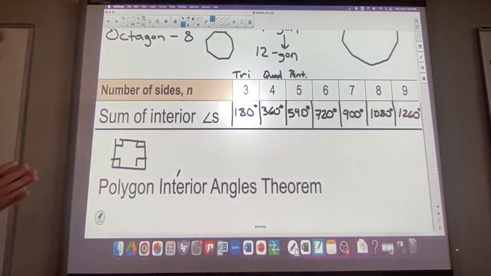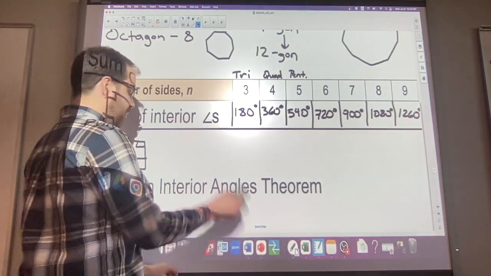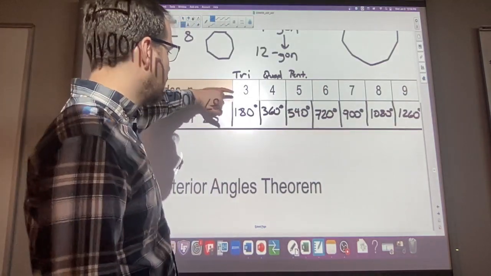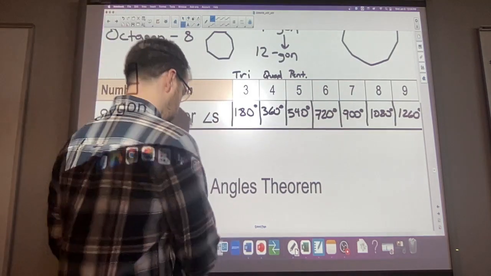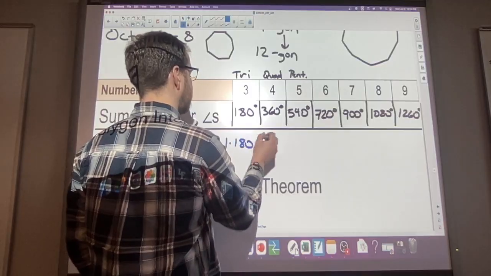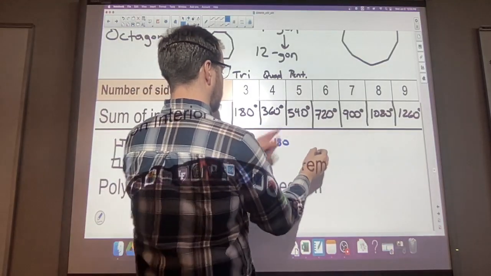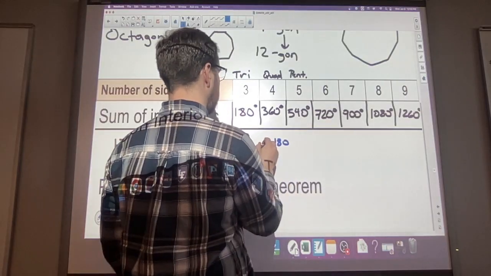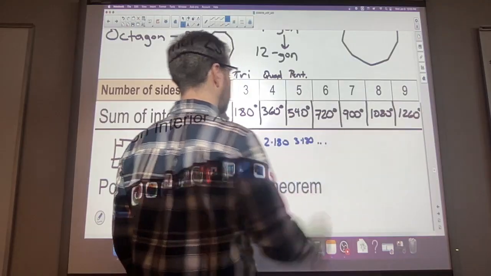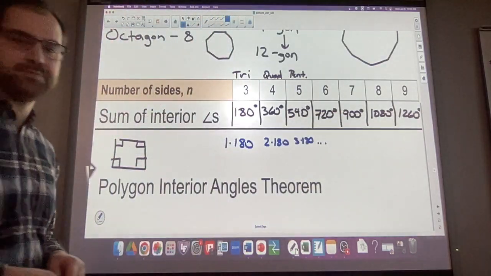Okay, so what can we do with this information? All right, every time it's going up by 180. Now, I want you to notice something. Right here, just different color here, we have 1 times 180. Here, we have 2 times 180. Here we have 3 times 180, and so on. 4 times 180.